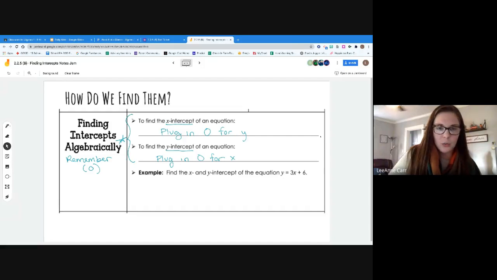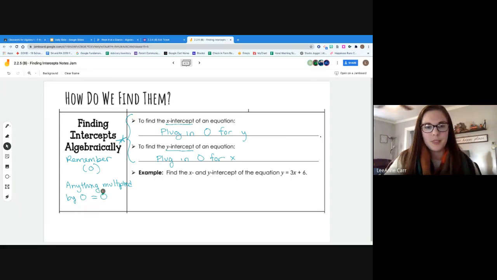The second thing I want to remind you of, and this is the one that's more silly because I know you guys know this, but we are going to use this fact quite a bit today, is that anything multiplied by 0 equals 0, which again, I know you know, but we're going to use it a lot. Give everybody a moment to make sure they have those things down before we get to our first example.